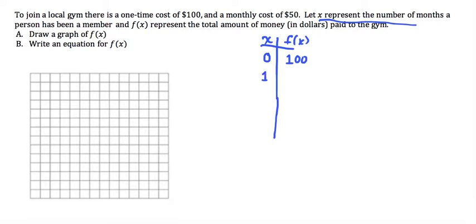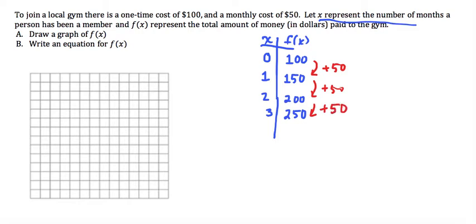If you've been there 1 month, then you have paid $50 as your monthly cost plus the original $100. So you've paid them $150. If you've been there for 2 months, it's $150 plus another 50, so 200. If you've been there for 3 months, what you've paid so far plus another 50, so $250. And so we can see here that from the beginning we start at 100, and every month we're just increasing by 50, just adding 50 for every single month that a person is a member of the gym.